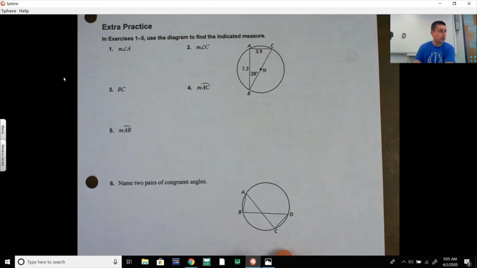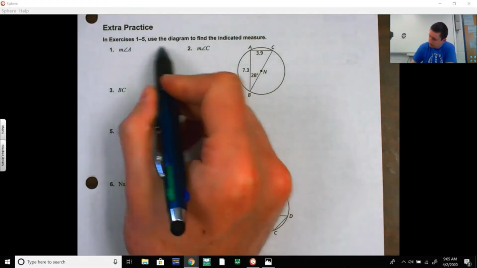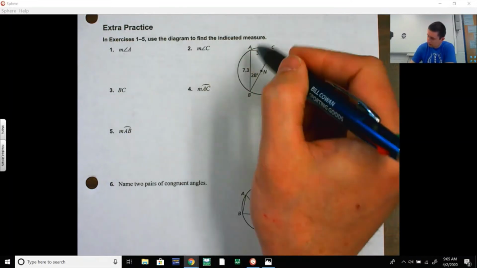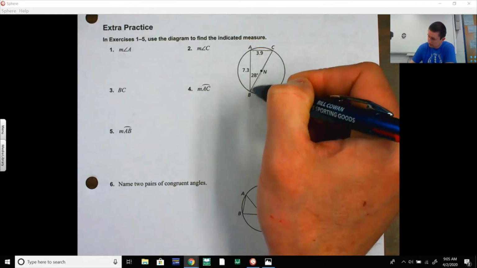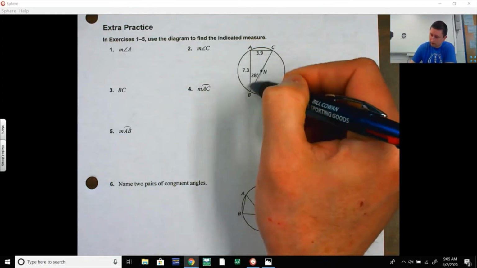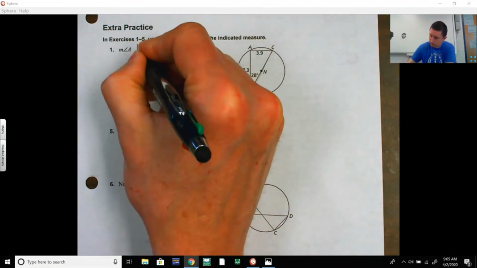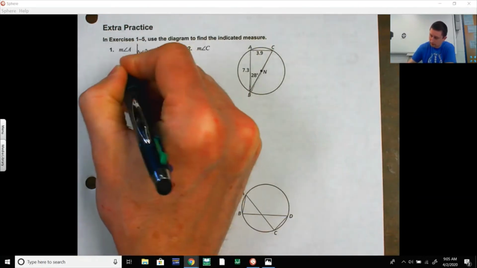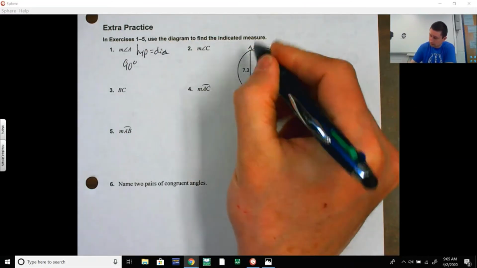Okay, examples, and make sure I have the assignment. Okay, so the measure of angle A, use the diagram to find the indicated measure. Measure of angle A. So A is right there. I see the triangle that CB is a diameter. So I have a triangle inscribed in a circle. The hypotenuse is the diameter. So if the hypotenuse is the diameter, then that has to equal 90 degrees. That has to be 90 degrees right there.